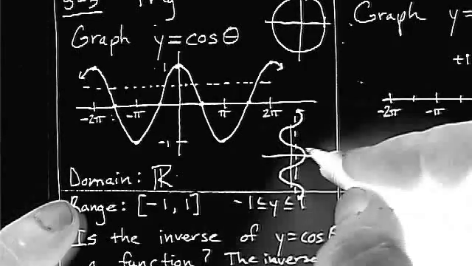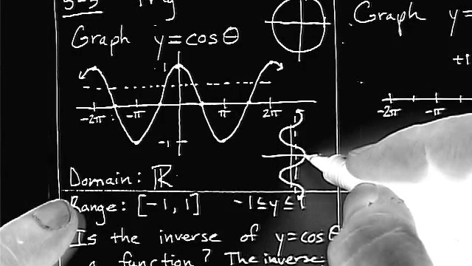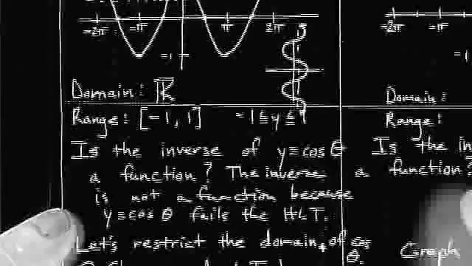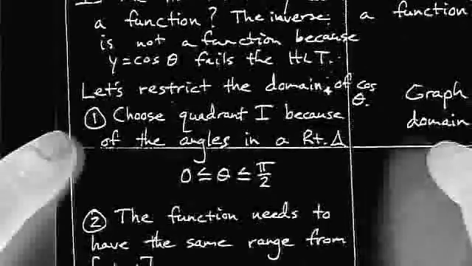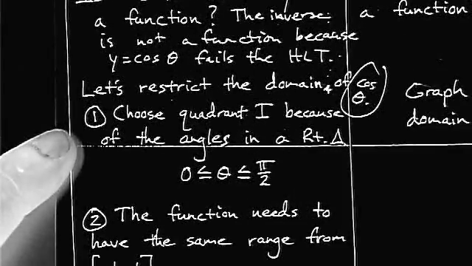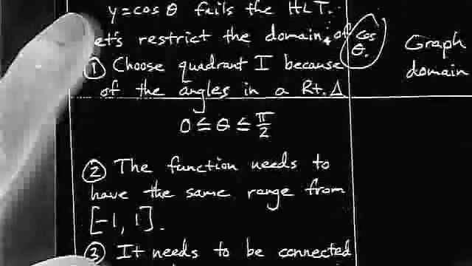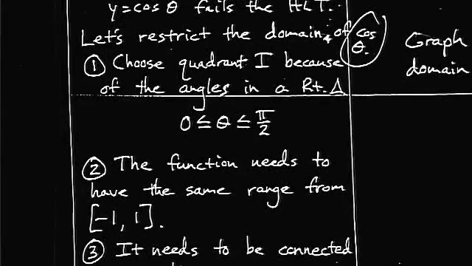So we want this thing, the inverse, to be a function, which means that the only way we could do that is if we restrict the domain of the original cosine theta function. Restricting the domain, that's a fancy term for chop most of it off and throw it away. Now, if we're going to do this correctly, there are a few criteria we have to follow. First of all, we've got to choose quadrant 1 because we deal with a lot of angles in right triangles. So we are definitely going to keep 0 to pi over 2.